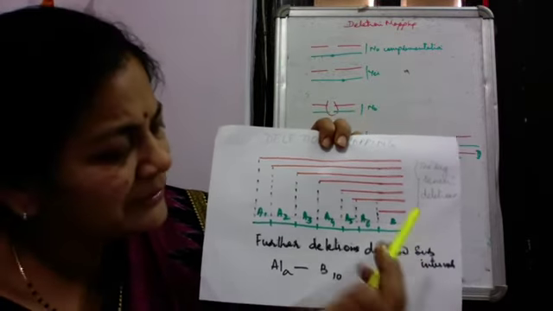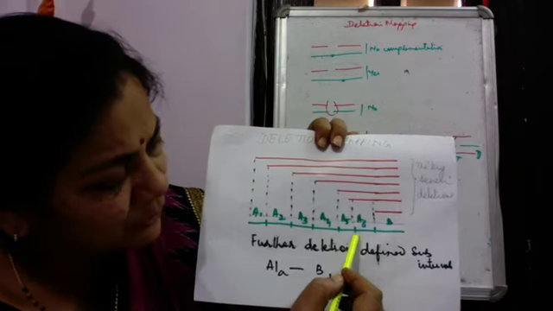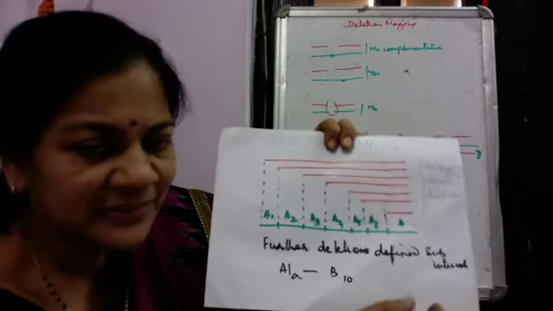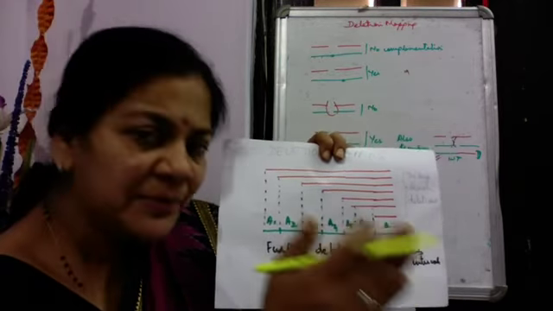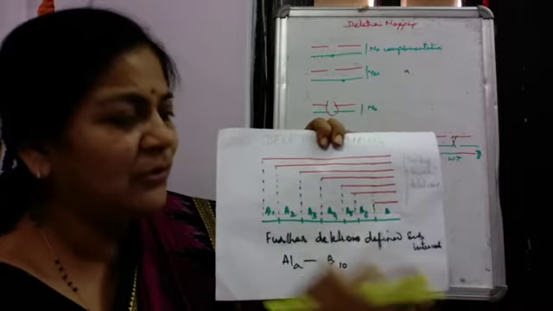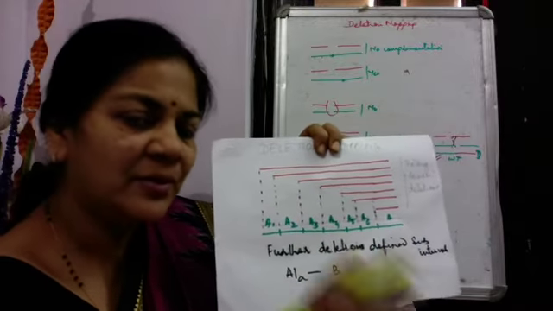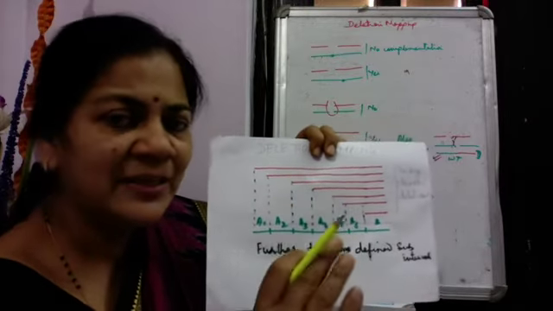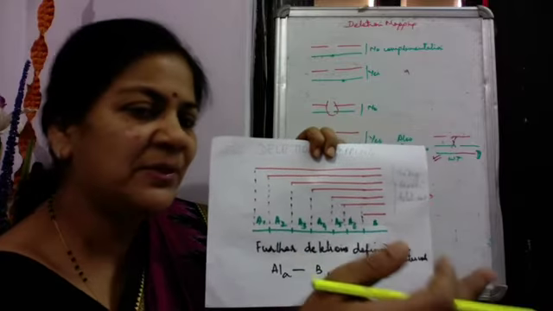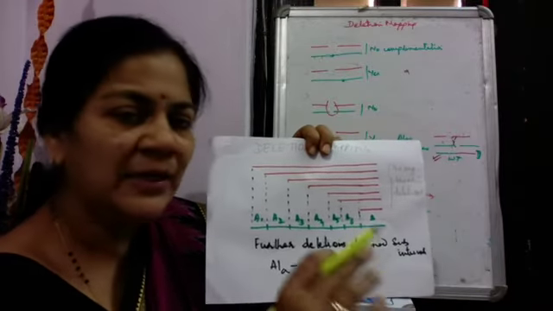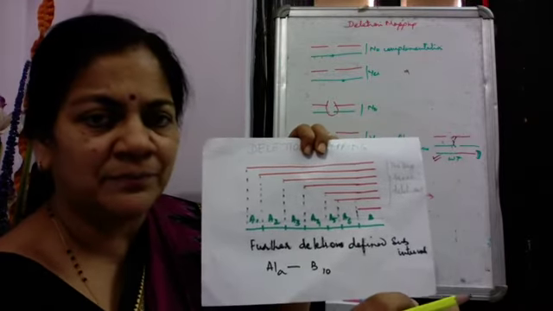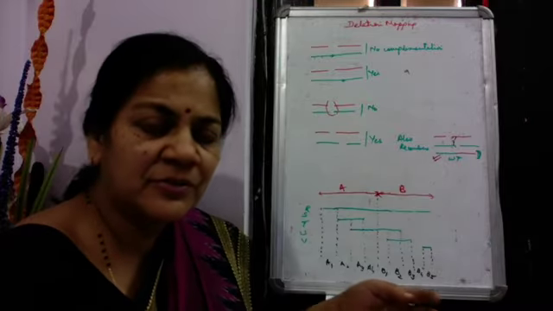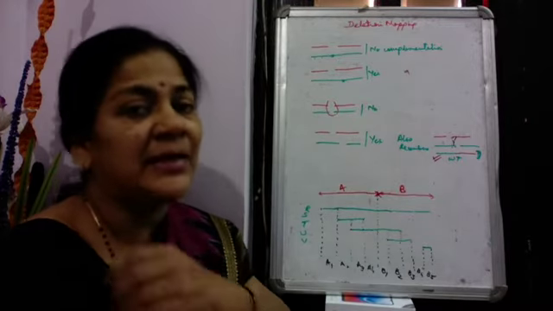Next, what Benzer did was he took mutants of this A6 region, and finally he could very precisely map where that particular mutation was present. So using this kind of strategy, deletion as well as complementation and recombination, he mapped the entire genome. This is called fine structure analysis, or genetic map.